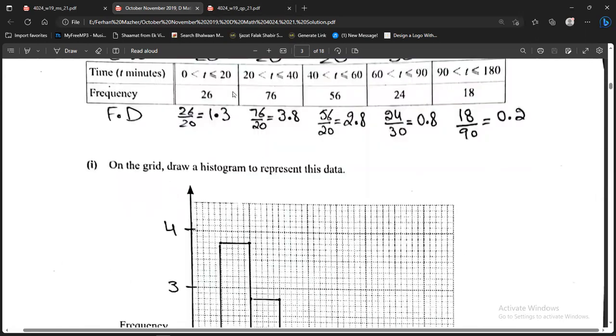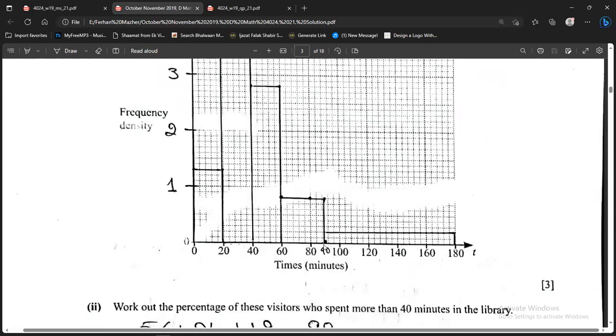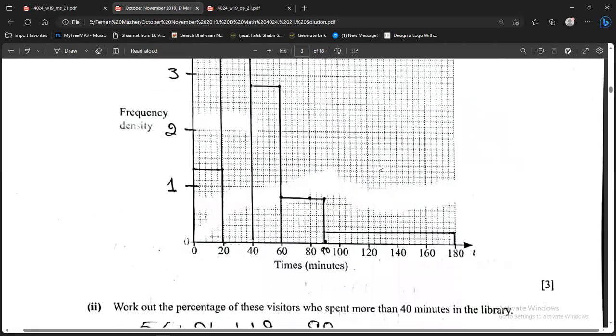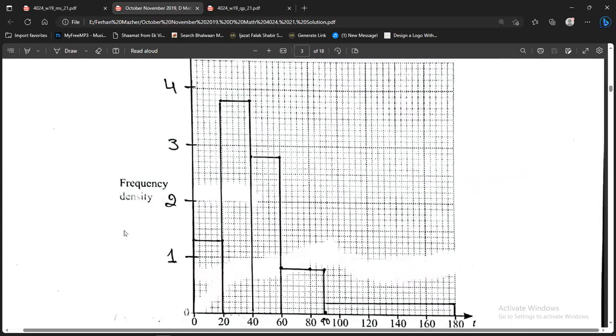Then we have 60 to 90, and that is 0.8. 60 to 90 is here, and that is 0.8. Then we have 90 to 180, that's 0.2. So that is that bar. So this is how you will draw this histogram, and that is showing up on your screen. You can pause the video if you want.